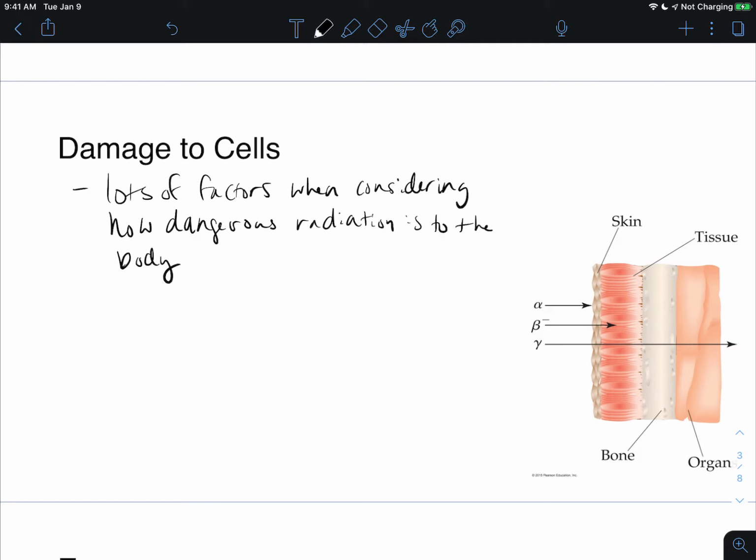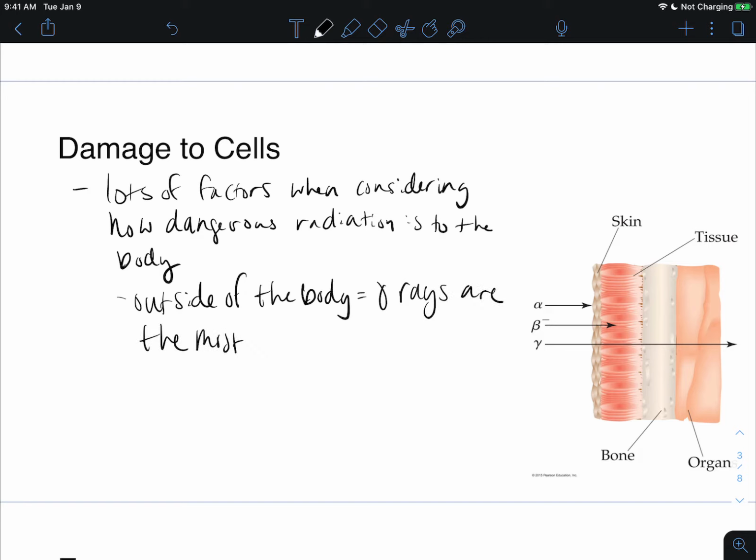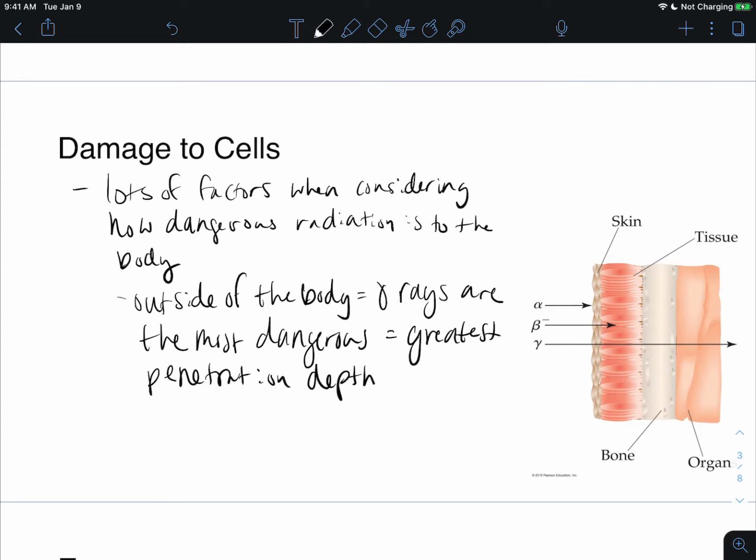So outside of the body, if we are exposed and radiation hits our skin, gamma rays are going to be the most dangerous because they have the greatest penetration depth. They can penetrate all the way through our body, which allows them to ionize a bunch of water, which allows them to damage a bunch of cells.